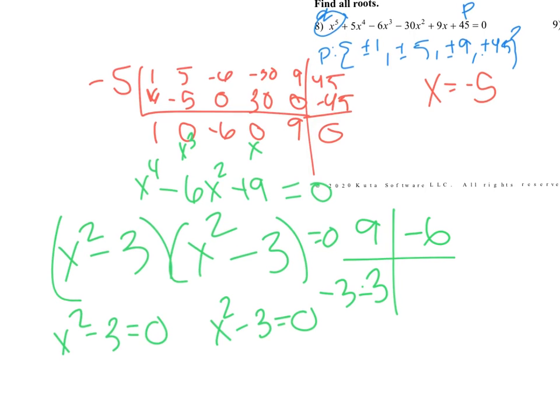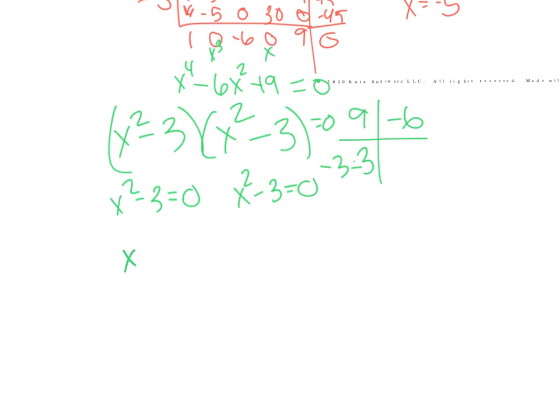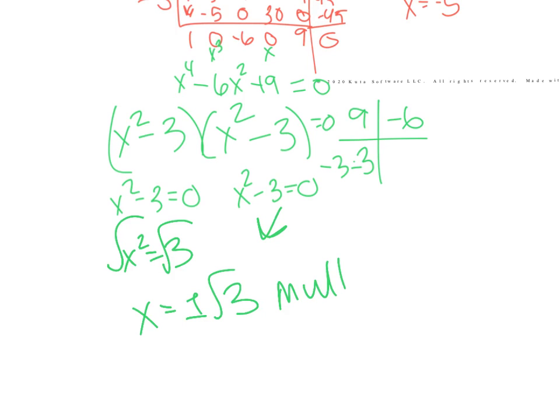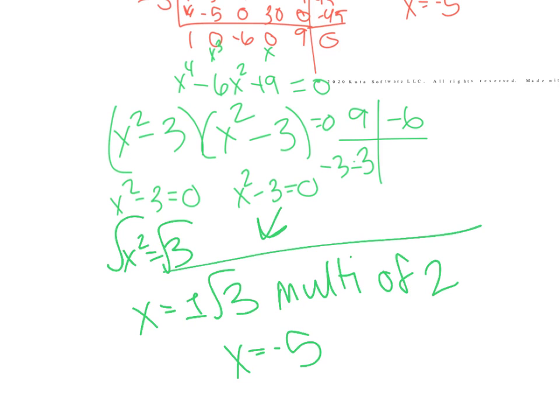I'm hoping at this point you can see what's going to happen, right? 3 is added over, square root, so x equals plus or minus square root of 3, and then the same thing here. It's literally the same thing. So this is x equals plus or minus square root of 3 with a multiplicity of 2, and then don't forget our x equals -5. And those are our answers for number 8.